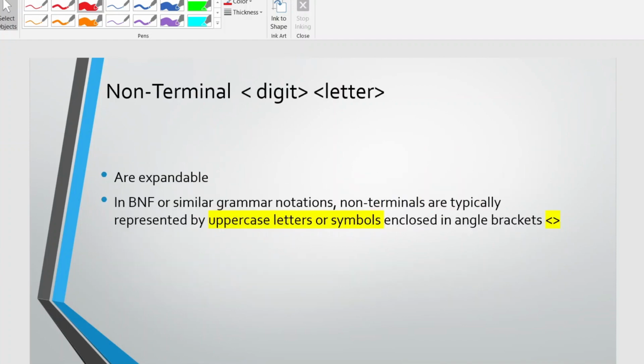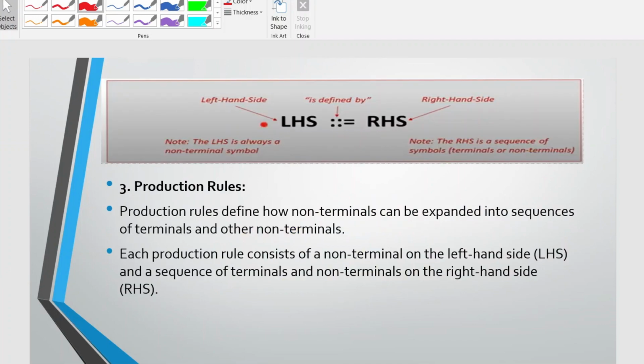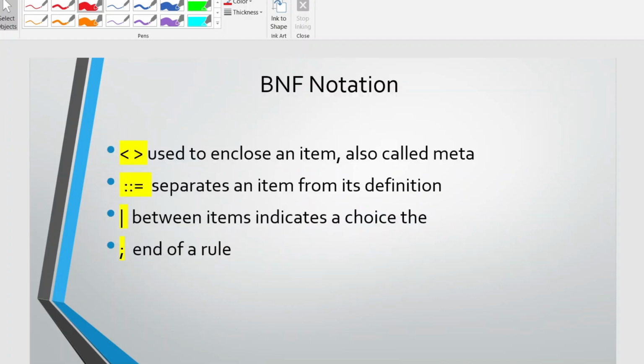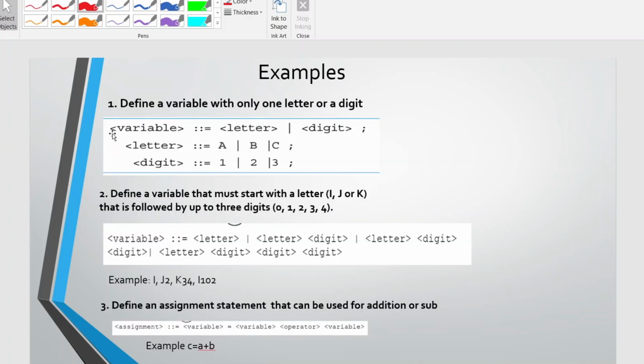Then the third one is the production rules in BNF that you have to follow. What is a production rule? This whole notation makes the rule of BNF: you should have a left-hand side, then "is defined by", and the right-hand side. So this is the production rule. Now BNF notation. There are four basic notations of BNF. In my definition, I'm going to define variable as defined by a letter or a digit.